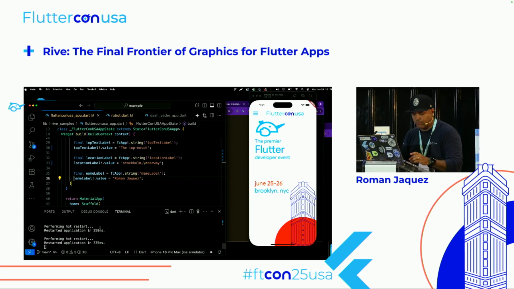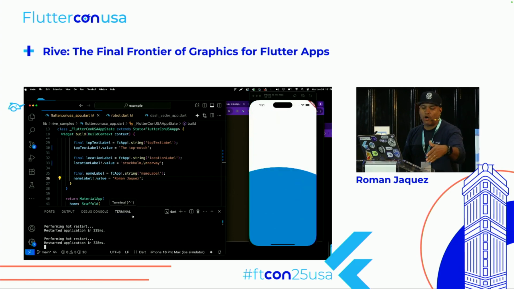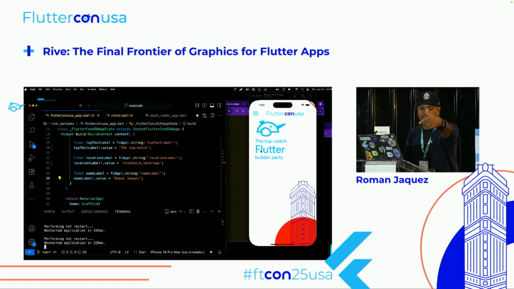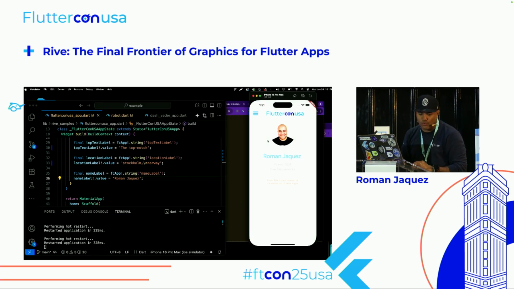So now if you change those properties and reload the application, you will see how all those values have changed. You see how now it says the top-notch Flutter Builder Party, June 25th, 26th, Stockholm, Norway, and it even respected the wrapping of text. You didn't have to do much, just change the properties. And let's see who that guy is, who's the speaker.